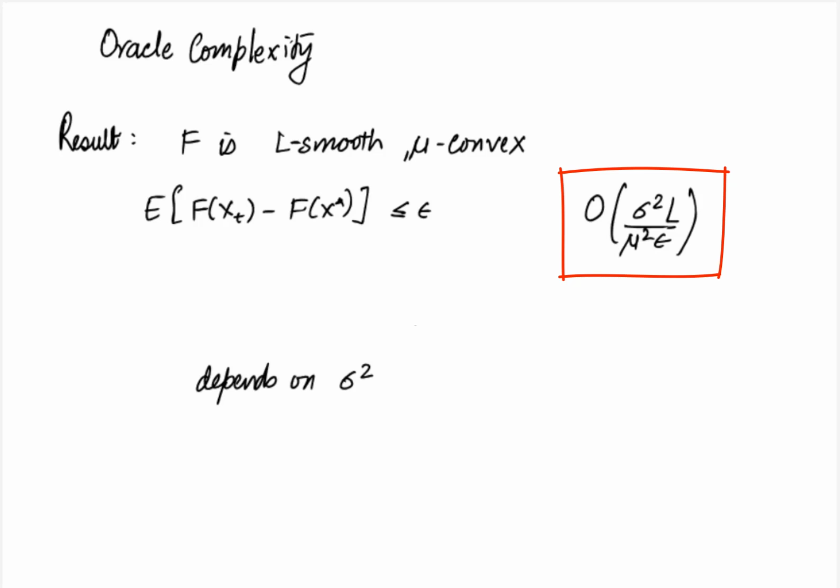Interestingly, however, the complexity does not depend on capital N. So the complexity of stochastic gradient descent is the same regardless of the size of the dataset. Even infinite data is also allowed.